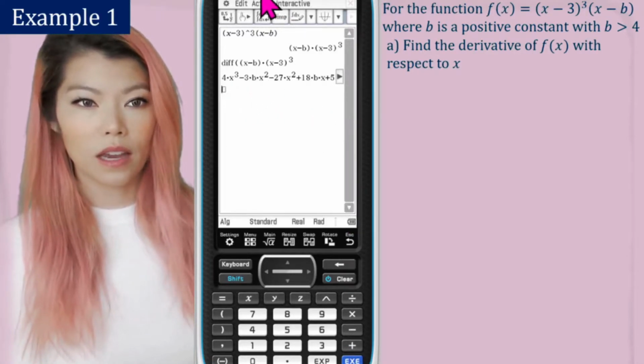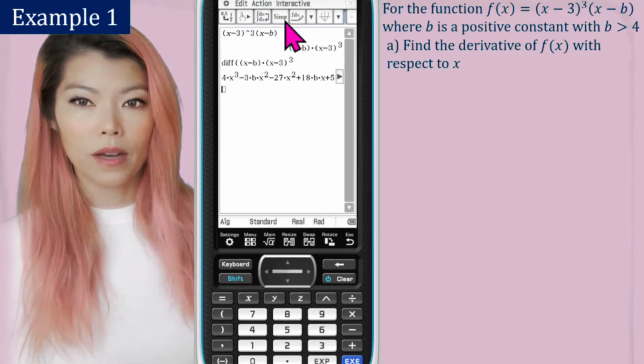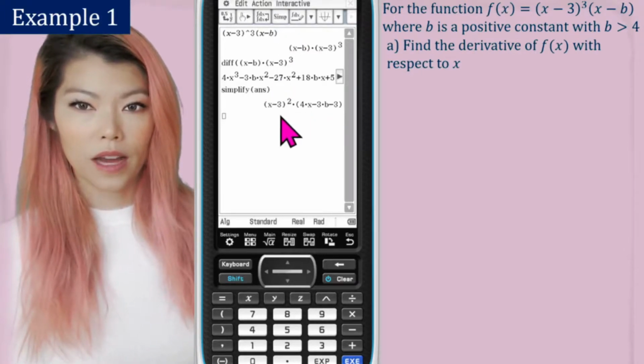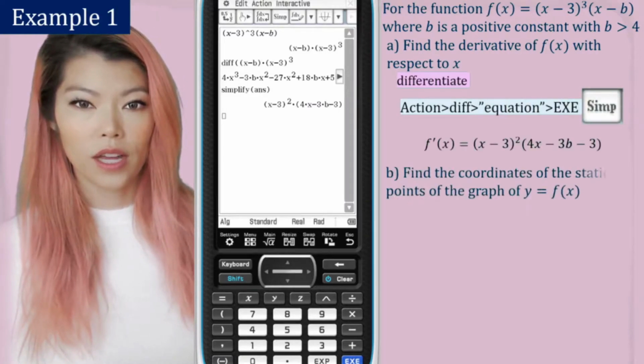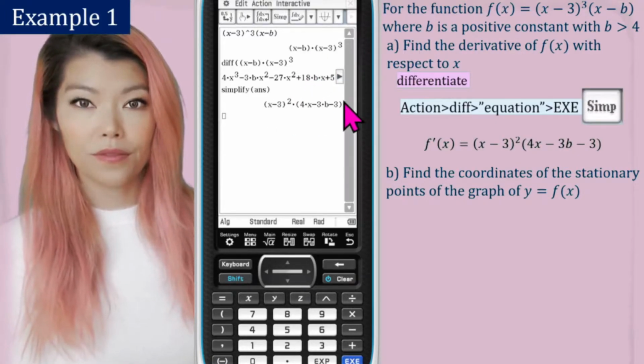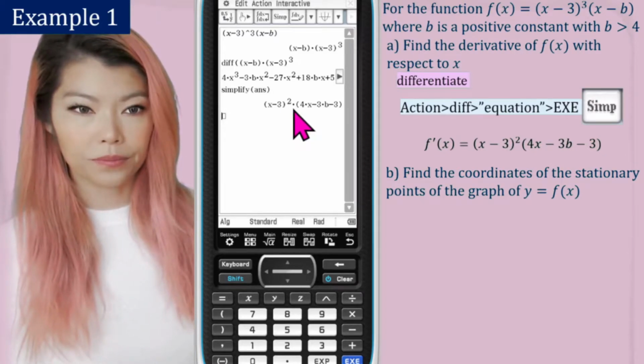Now this looks really scary. We can click on simp up here and it will simplify our derivative. So here we have our original equation and we have our derivative in this line over here. So original up here, derivative there. You can define it, but I prefer using it this way.